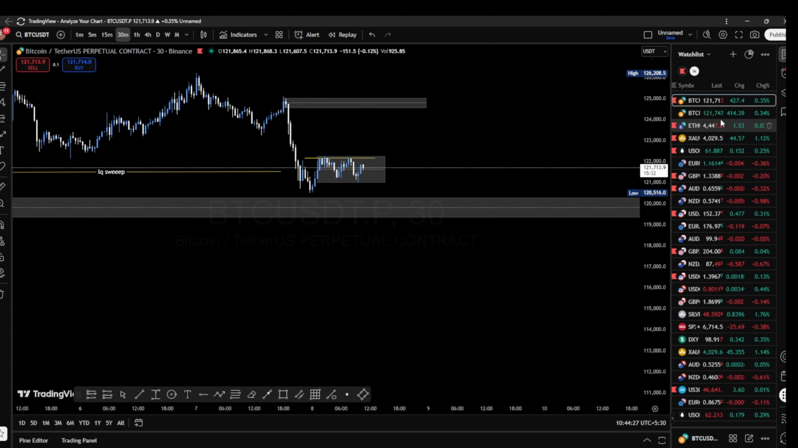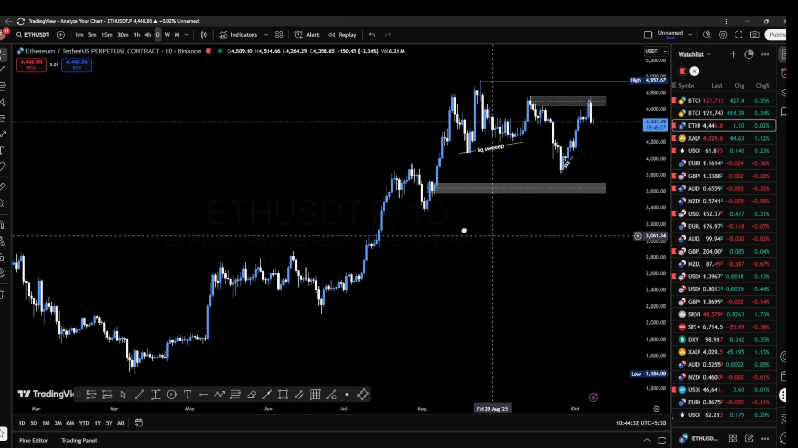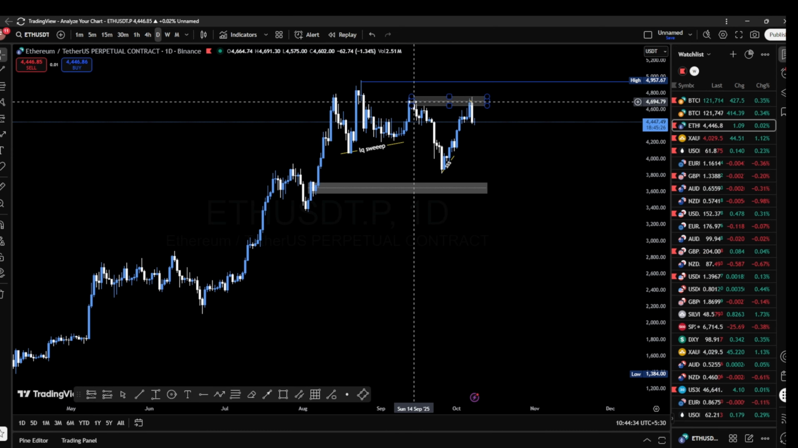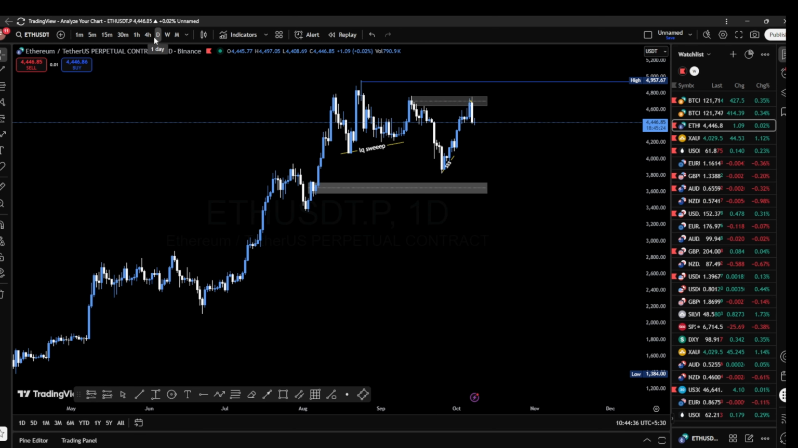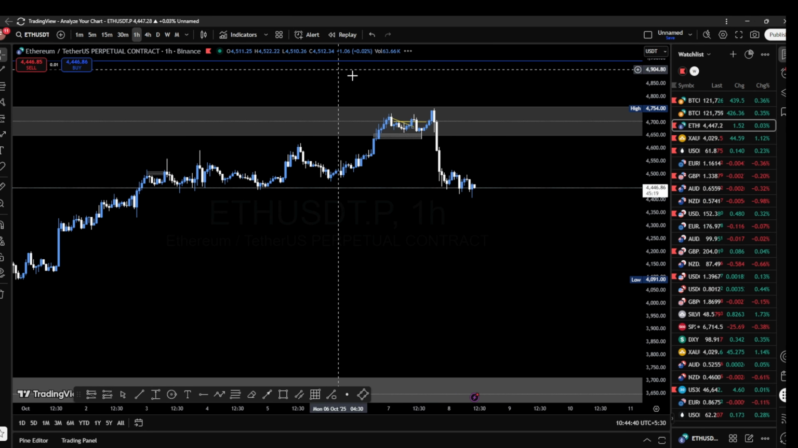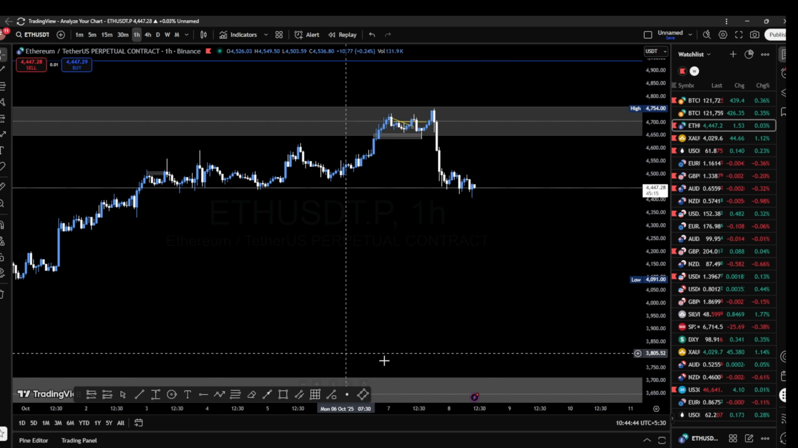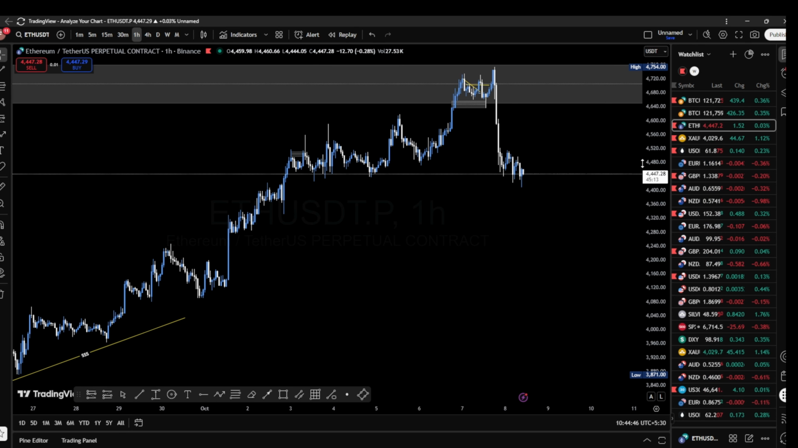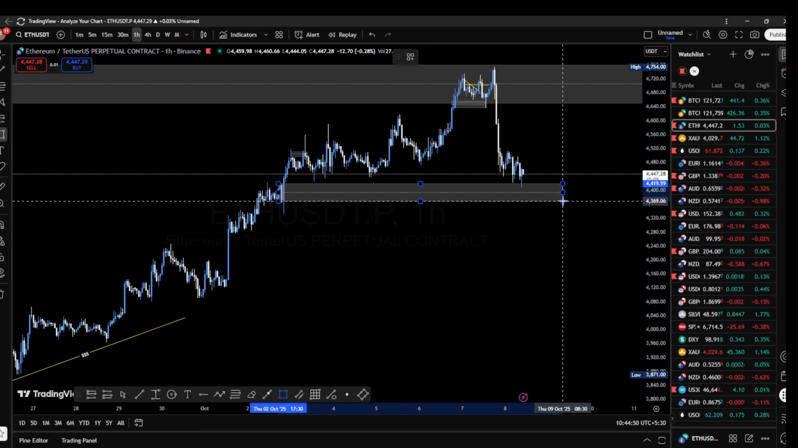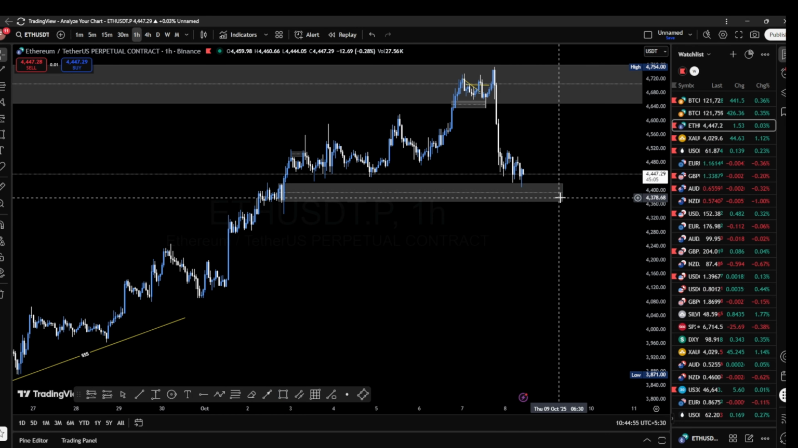That's for BTC. Okay, let's talk about what's going on with Ethereum in the daily time frame. We can see the market is rejecting from these supply levels, because BTC is rejecting. Ethereum is a little bit different from others, because Ethereum literally follows the plan of BTC. This is a demand zone for 1 hour in Ethereum.